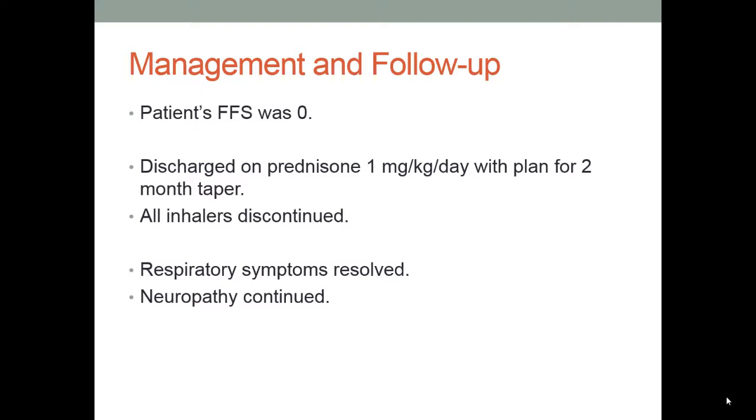His inhalers were discontinued. He followed up in Pulm Clinic, I think yesterday actually, when I was going over the charts, and his respiratory symptoms have resolved. His neuropathy has continued, but he's continued on his prednisone taper, and he'll continue to follow up with both Pulm and rheumatology.